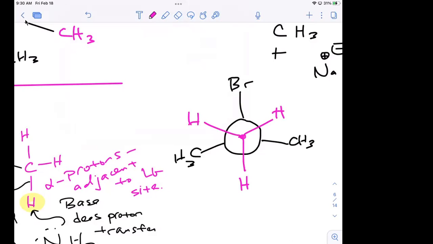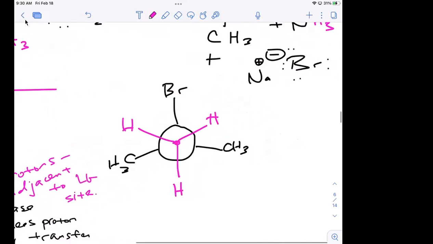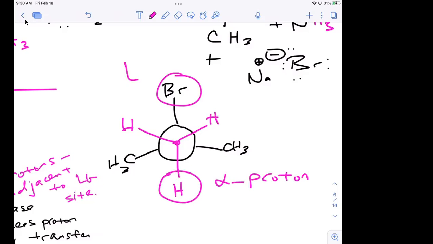All right. Do y'all remember these from part one? Yes. Vaguely. All right. So whenever elimination happens, E2 elimination, right? Let me back up. This is the alpha proton. This is my leaving group.